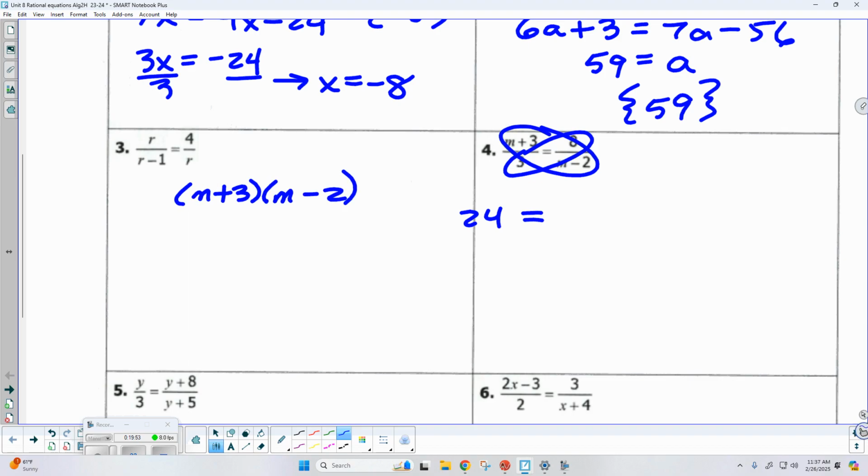Okay. Now, does anybody remember how we multiply binomials? There was a little acronym. Started with an F. FOIL, first, outside, inside, last, okay? So let's multiply the first term of each group. So m times m is m squared.